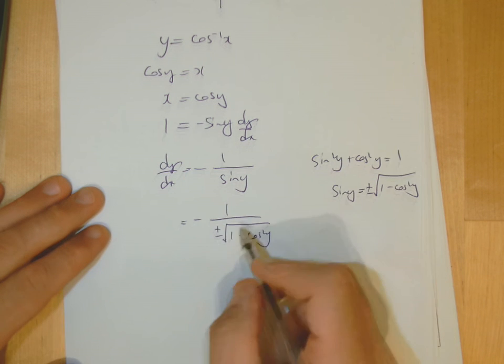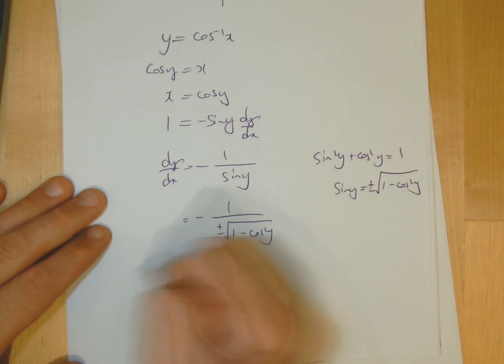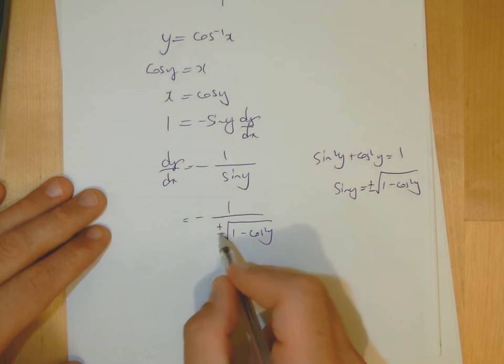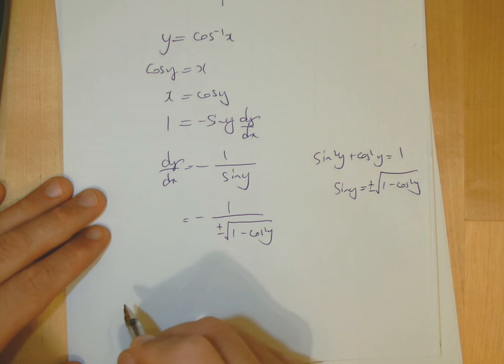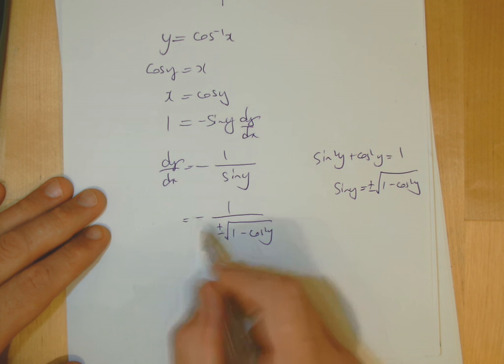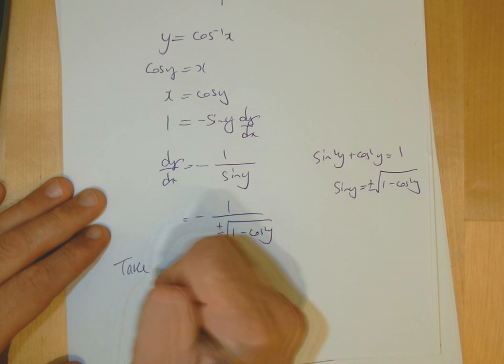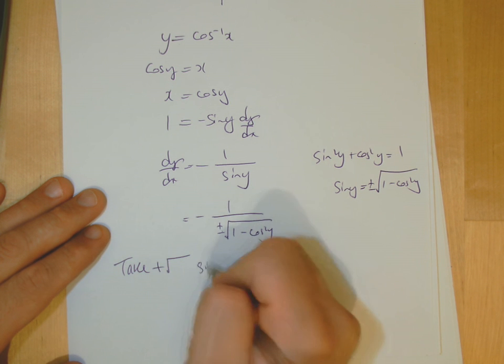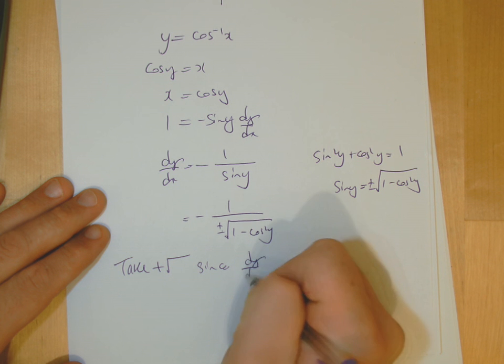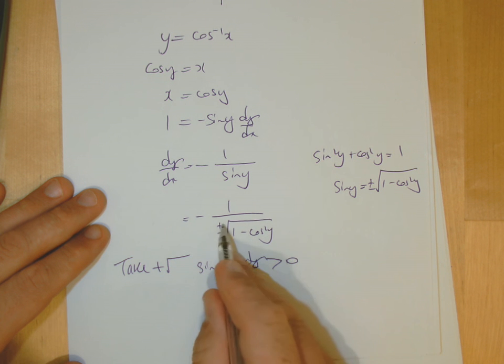Okay, and then you've got to realise, well, I want negative gradient now. So if I want negative, what have I got to take here? I've got to take the positive root, haven't I? If I take the positive root, I'll end up with a negative gradient. So take the positive root since dy dx is less than 0. So take the positive root.